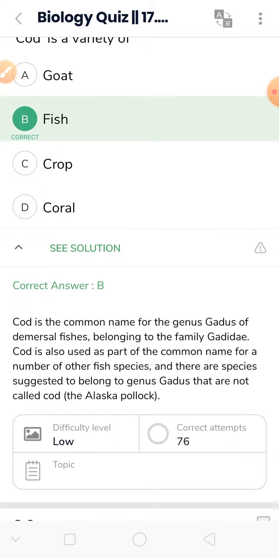Cod is a variety of fish. Cod is the common name of the genus Gadus of demersal fishes belonging to the family Gadidae. Cod is also used as part of the common name for a number of other fish species, and there are species suggested to belong to genus Gadus that are not called cod. The Alaska pollock.